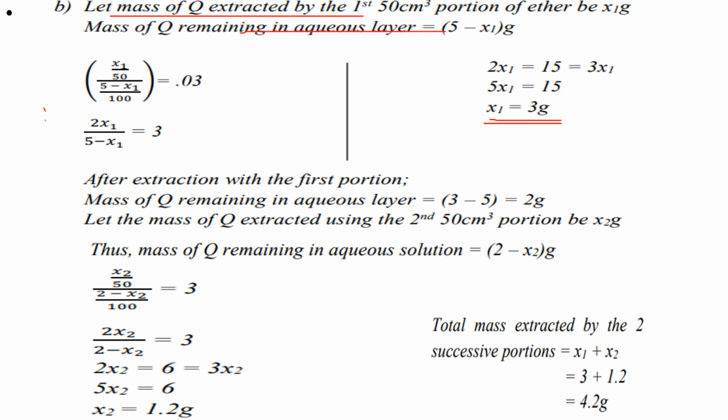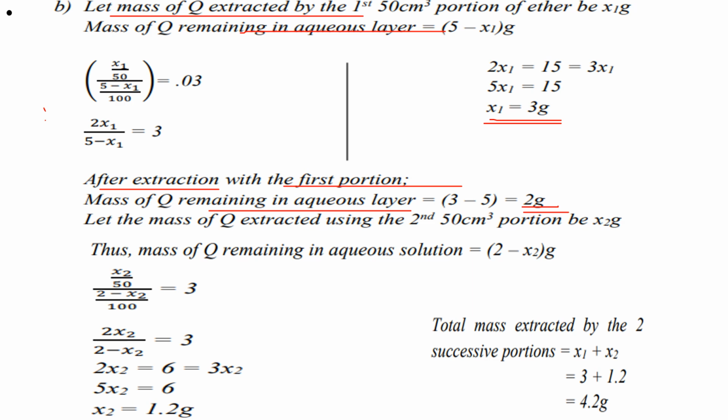Because that's the mass that is going to be our initial that we need to extract from again in the aqueous layer. So after extraction with the first portion, the mass remaining in the aqueous layer is going to be, this was supposed to be 5 minus 3, so interchange these in your notes, because 5 was the initial and we have so far extracted 3. So what is going to be the remaining mass? The remaining mass, you find, is going to be 2 grams.